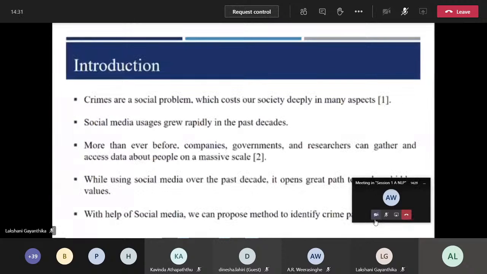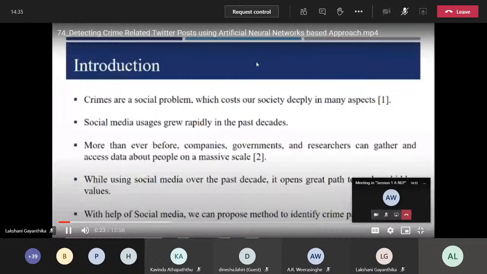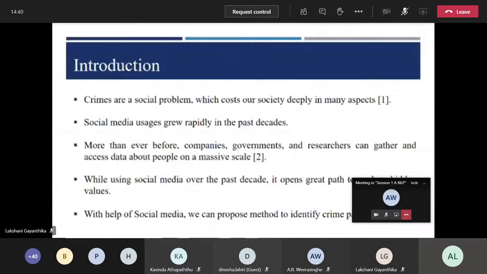In the introduction, security is a very necessary aspect of life. Unless we are safe, our most important needs cannot be met. Security is therefore a requirement in human life that helps us to achieve our goals collectively or individually. Crime is a social problem which costs our society deeply in many aspects. The ability to identify unsafe areas for crime and identify the most recent crime in a particular location has become a growing concern for both local authorities and residents.